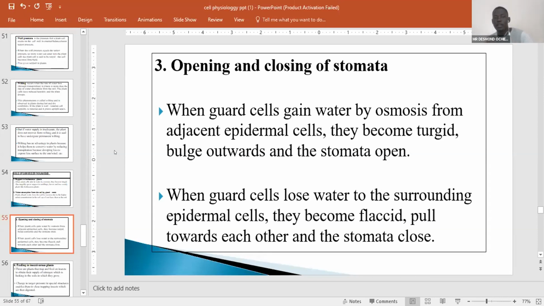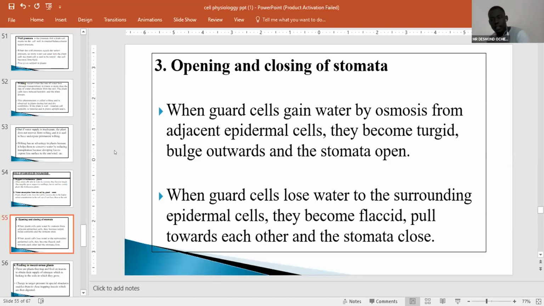Stomata, we are looking at the function or the role of osmosis in opening and closing of the stomata. Stomata are found on the epidermal cells, and stomata are always surrounded by cells called the guard cells. The function of the guard cells is to control the opening and closing of the stomata. In other words, the guard cells can either allow the stomata to open or to close. The guard cells contain organelles called the chloroplasts. Chloroplasts help in the process of photosynthesis.